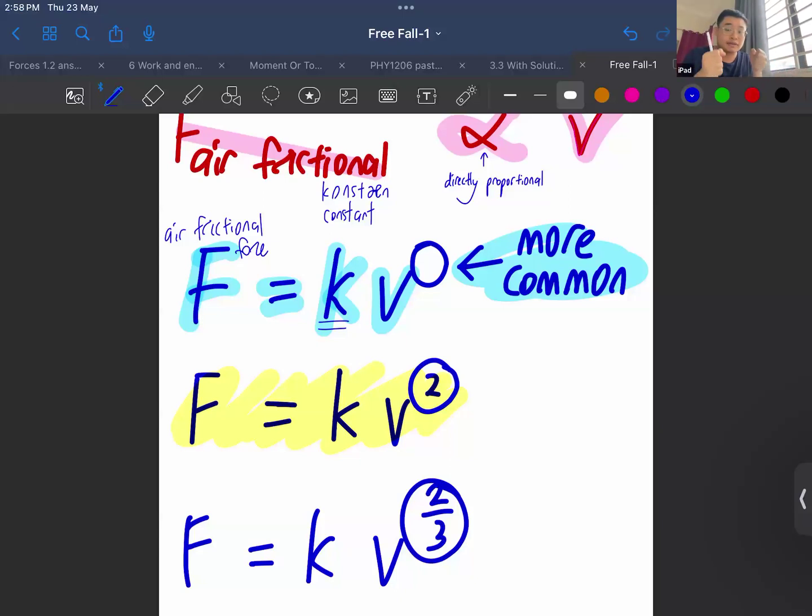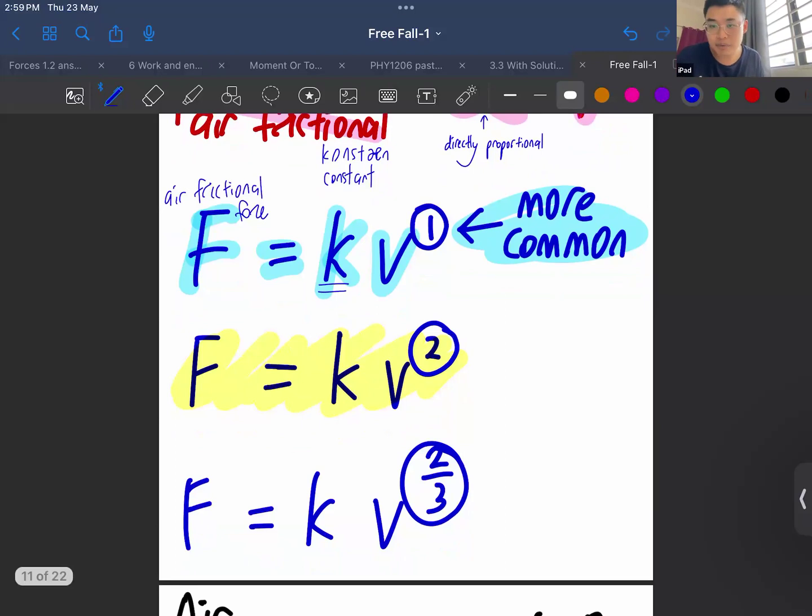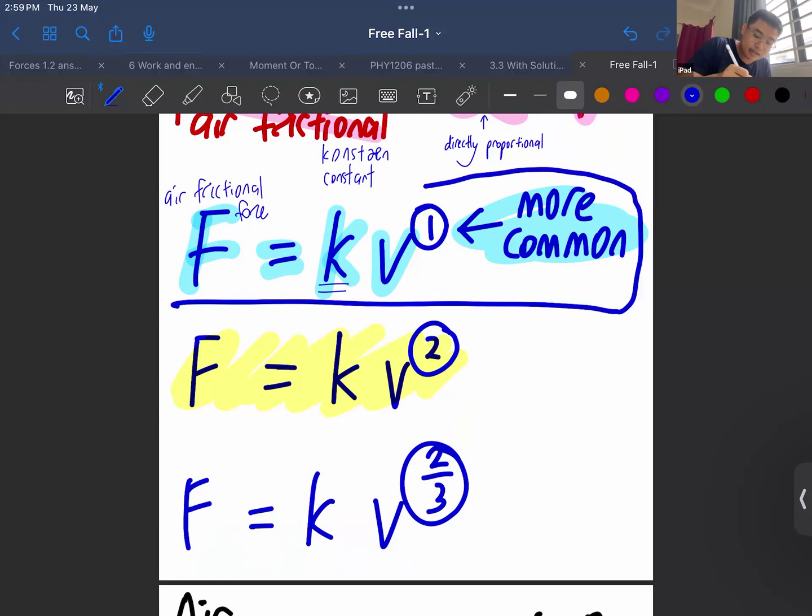Just like a sports car has an aerodynamic shape, a big truck will have more frictional force. So that is why, personally, I cannot tell you which power in reality, because we really have to do the experiment. Then only we can know the power of the velocity. But at least now we are in IGCSE, right? So okay, let's make our life easier. Just use F equal to kV. Are you okay? So that's why I'm going to say that this is more common. Are you fine?